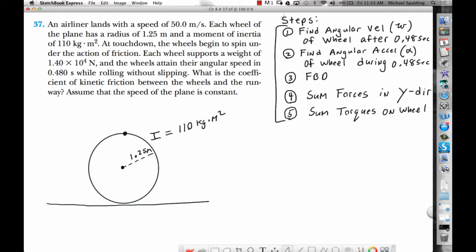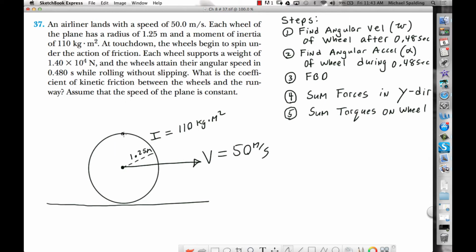So first step, find the angular velocity of the wheel after the 0.48 seconds. So see right here? The 0.48 seconds, that's how long it takes the wheel to go from not spinning to spinning at its maximum angular velocity. Okay, so when the wheel reaches its maximum angular velocity, the center of mass of the wheel is going to be moving with a linear velocity of 50 meters per second, right? Because that's how fast the airplane's moving.